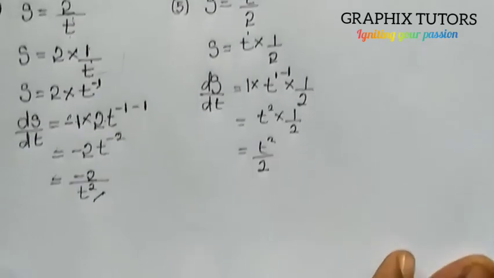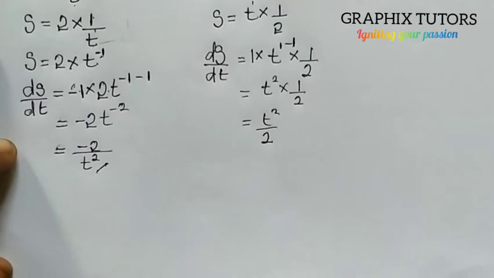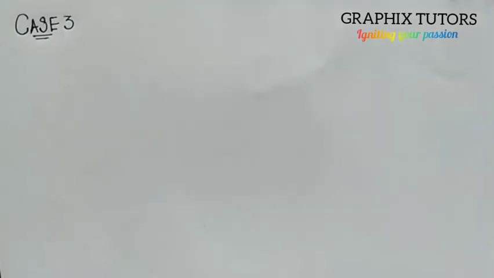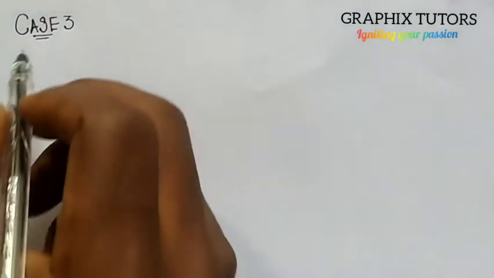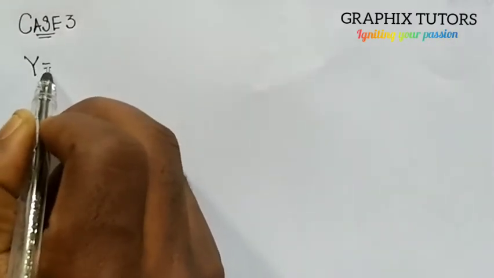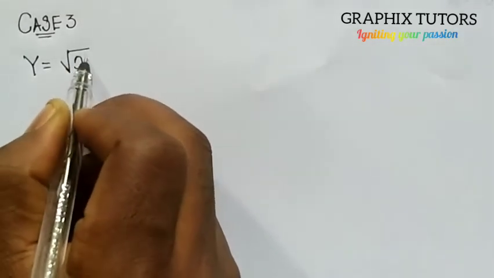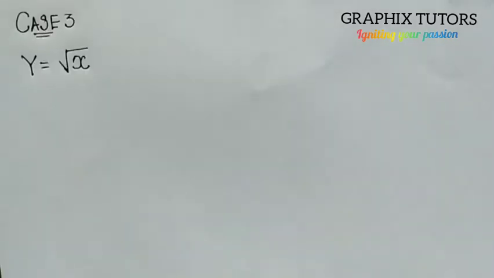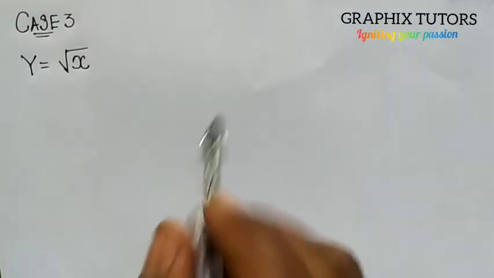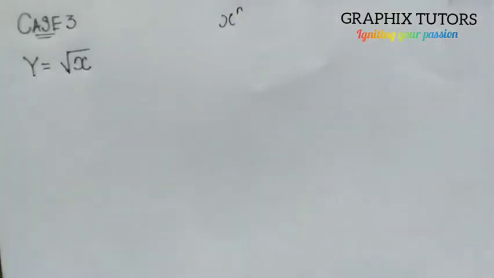For case 3, we'll be talking about roots, variable associated with roots. So if I have my y equals the root of x, whatever we are doing, we must ensure that the variable is always in this form of writing: x to the power of n. That's what we should be after.